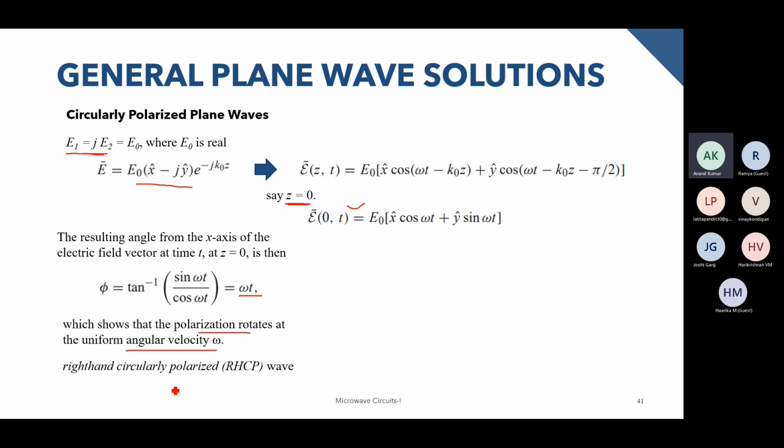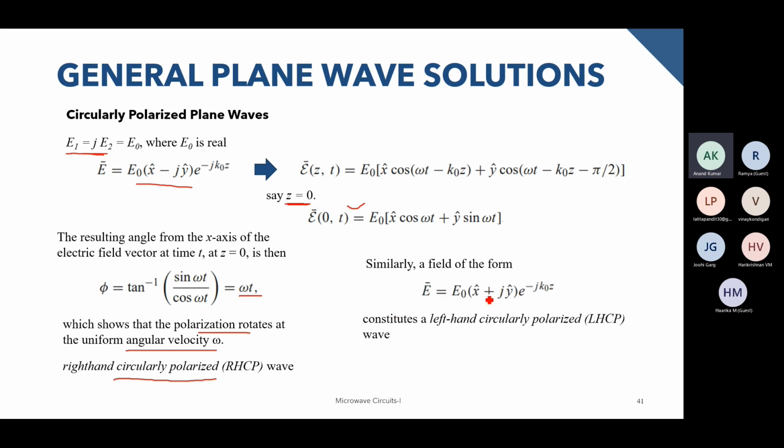And we'll see this in the next slide, that we call this particular wave the right hand circularly polarized wave. And similarly, if it was plus j over here instead of minus j over here, we will have a wave which we call the left hand circularly polarized wave.